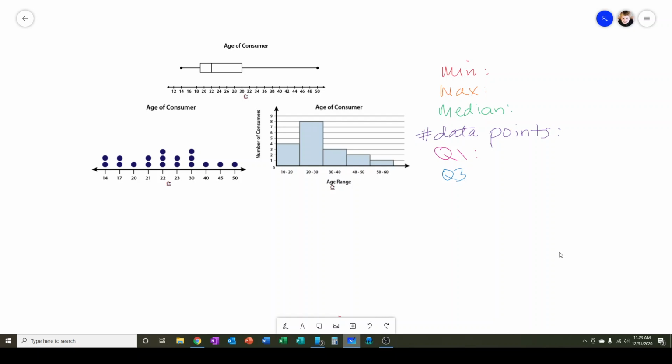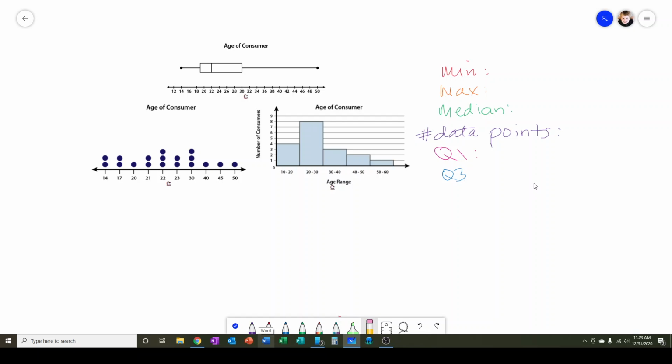Okay, so what we have here is the same data represented in 3 different ways. And this is important because you may have raw data that you want to match up with a graph, or you may be given a graph and asked to match that data to a different display. And so you can do this by finding key data points. And one of the key data points is going to be your minimum value.